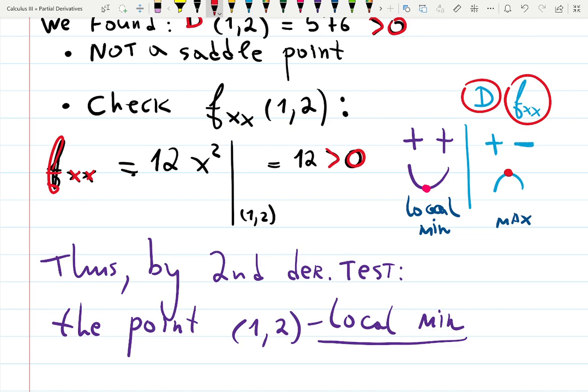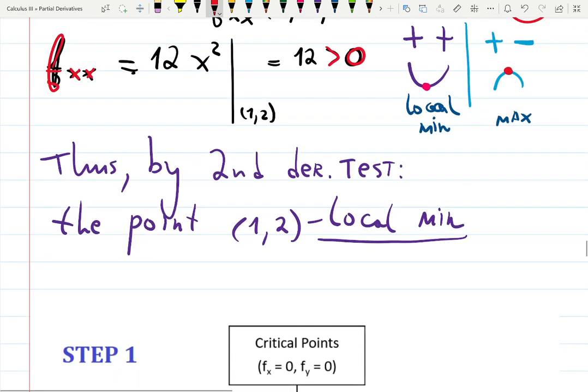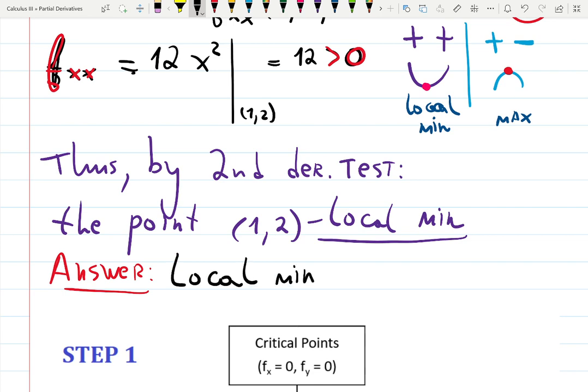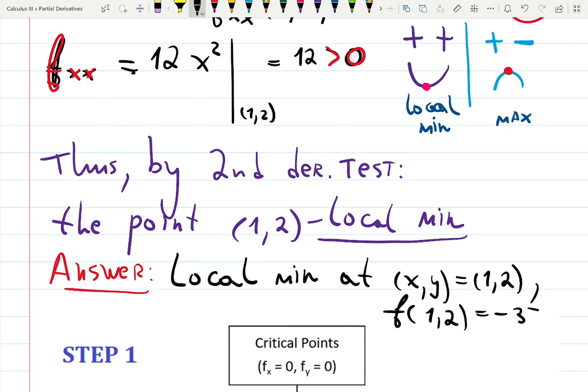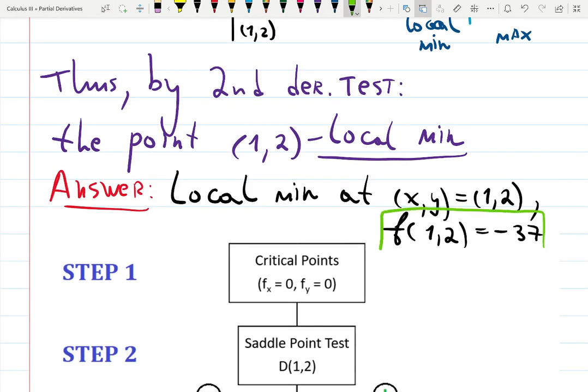So, local minimum. The final answer: there is a local minimum on this 3D shape with mountains and valleys and everything. A local minimum at x, y equals 1, 2, which is f of 1, 2 is negative 37. Who knows where I got this from? Is it the original? It is from the original.